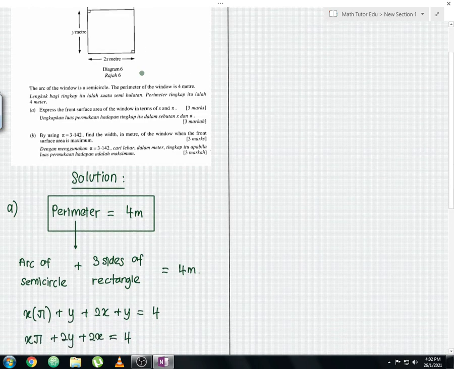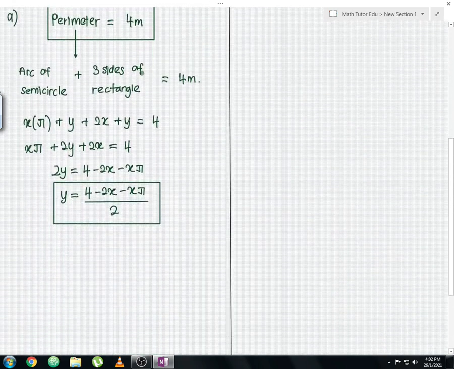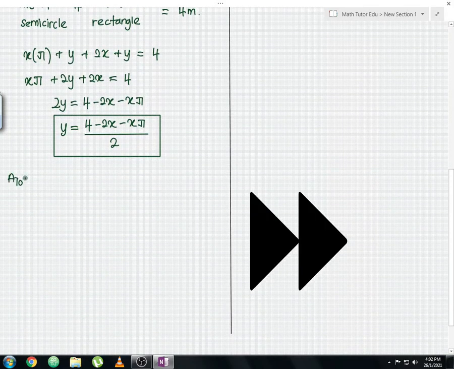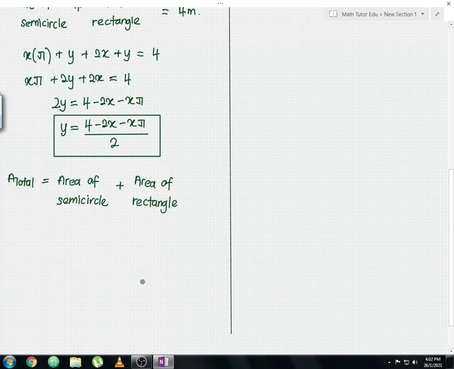Okay, let us continue our working now. Okay, let me write down the explanation over here. So from here, the area of the semicircle plus the area of the rectangle, you should get the front area of the window. Okay, let us continue. So I address the front area of the window as the total area, where it will be equal to the area of the semicircle.